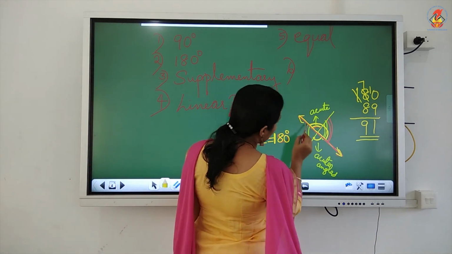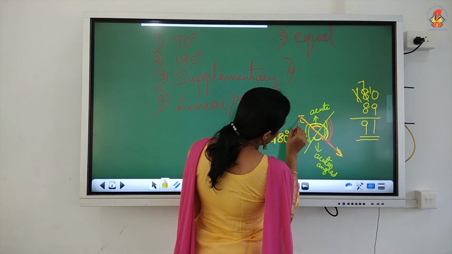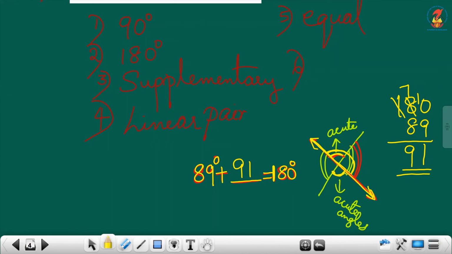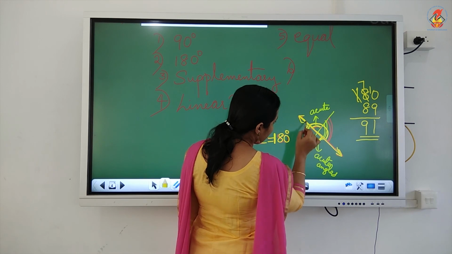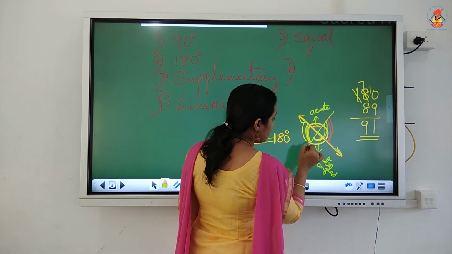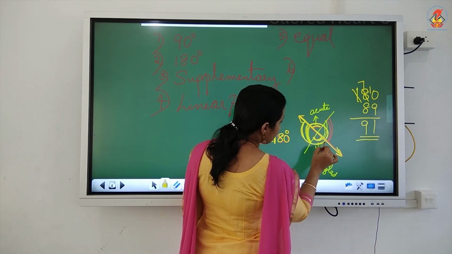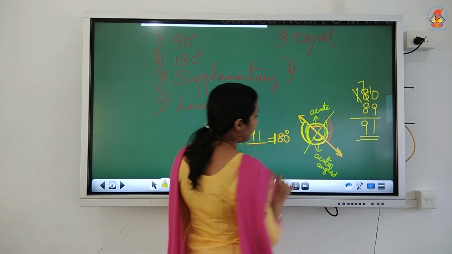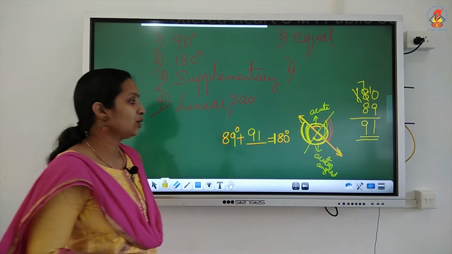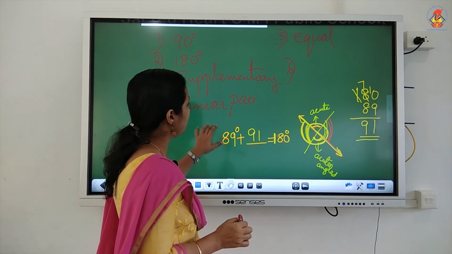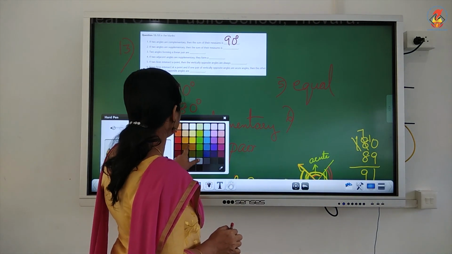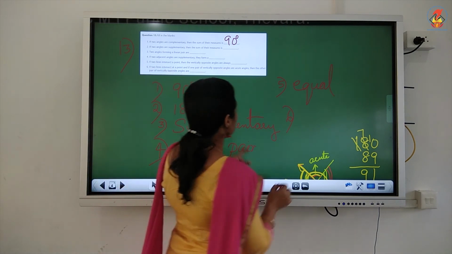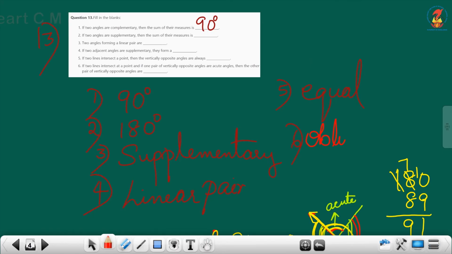Suppose this is a straight line, is it? This angle is acute, so obviously this angle will be obtuse, then only the full angle will be 180 degree. We already studied that if one is acute, one is obtuse, then only we will get 180 degree. So if one pair of vertically opposite angles is acute, the other pair should be obtuse angles.